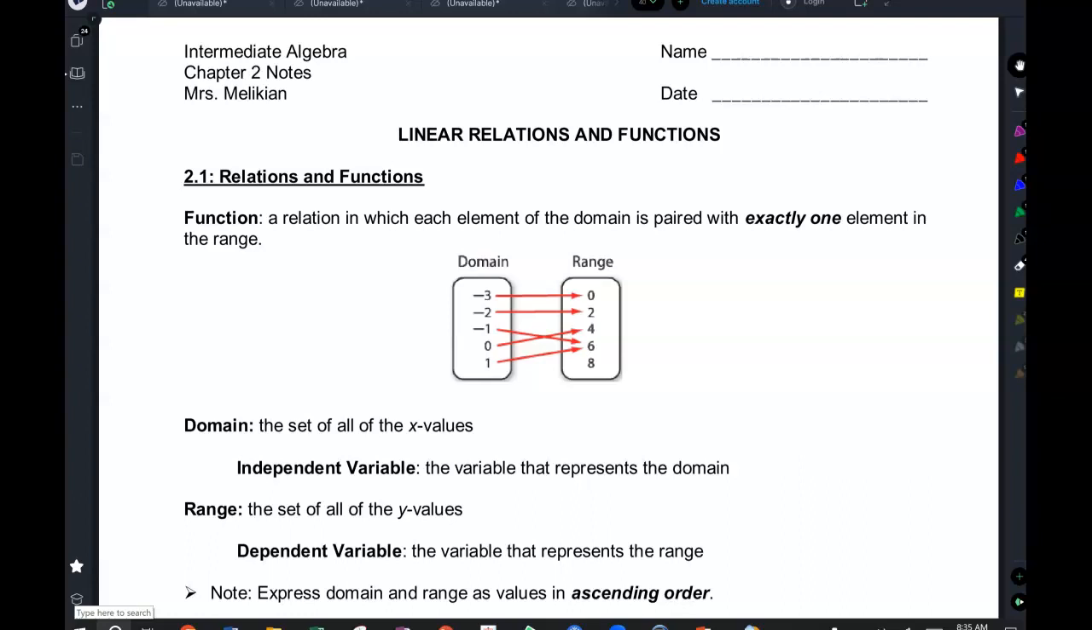Which means it's a relationship between numbers, like one set of numbers to another set of numbers, in which each element in the domain has exactly one pair in the range, right? What does that mean? Here we have all these numbers in the domain, and you see how each one of them points to one other number. So the -3 only points to 0. The -2 only points to this number 2. 0 only points to 4, right? 1 only points to 6. That's what makes it a function.